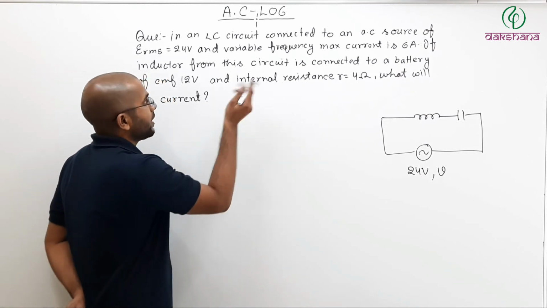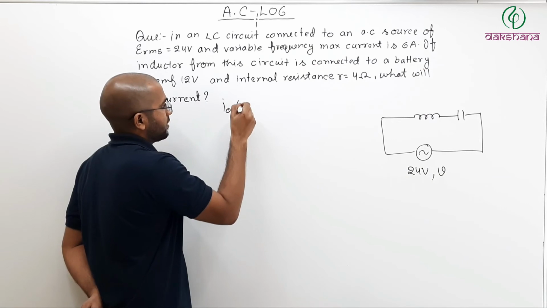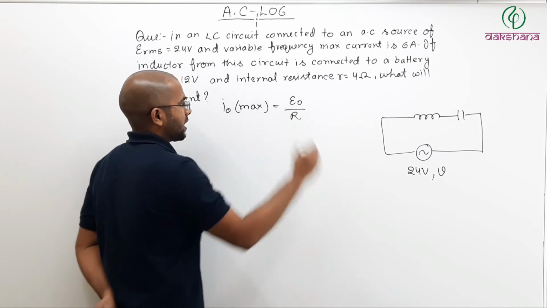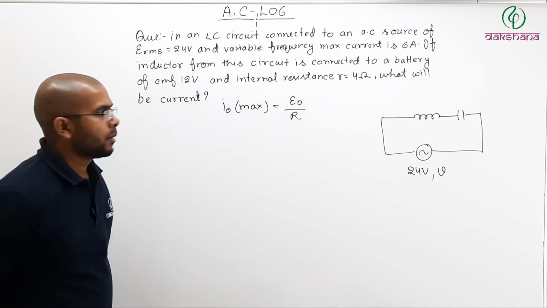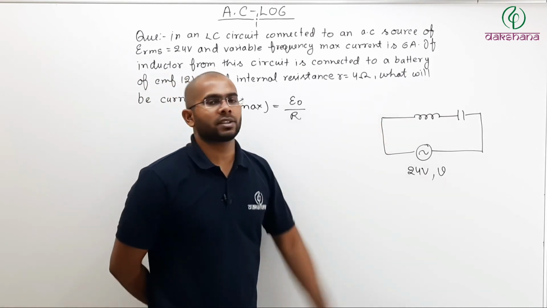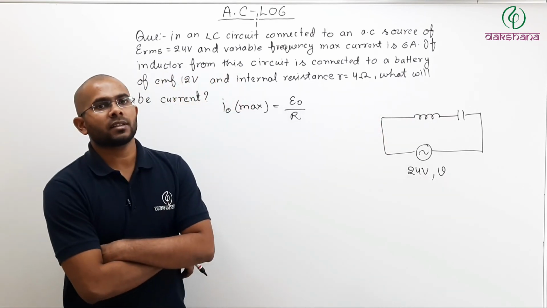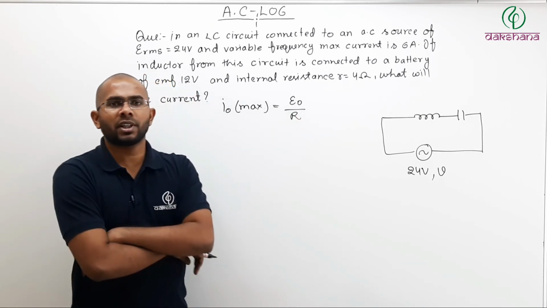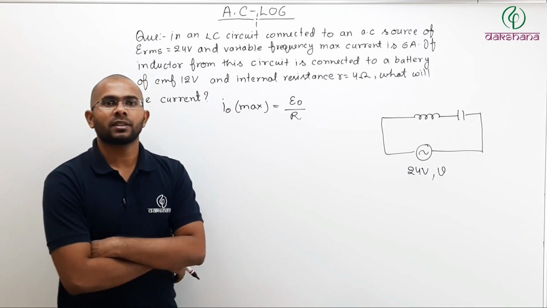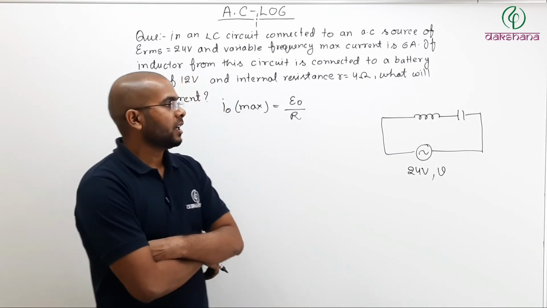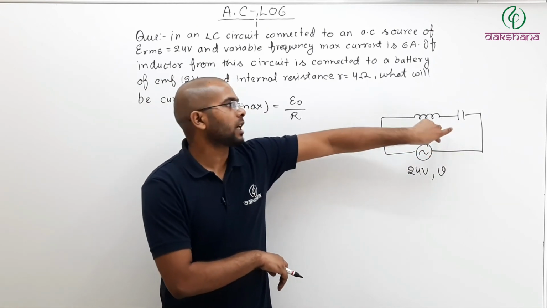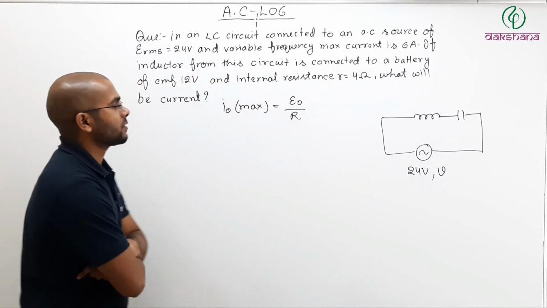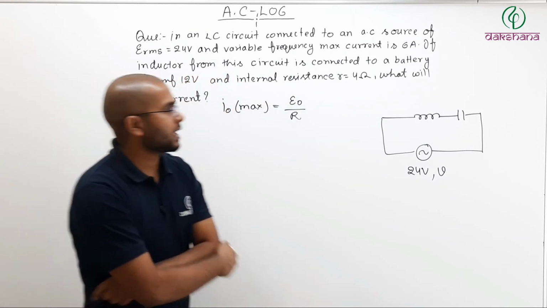But here they have given I naught maximum. I naught maximum is E naught divided by R. That is your maximum current. But in this case, there is no resistance. If there is no resistance, then R should be 0, and then maximum current should be infinity. But why is there only 6 ampere? It means one of these two components, either C or L, must have some resistance. They are not ideal.